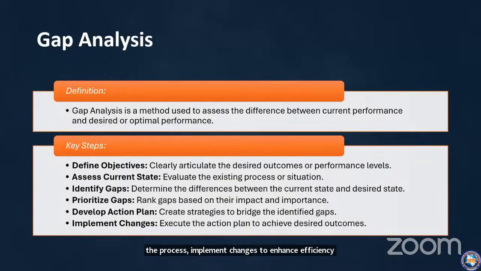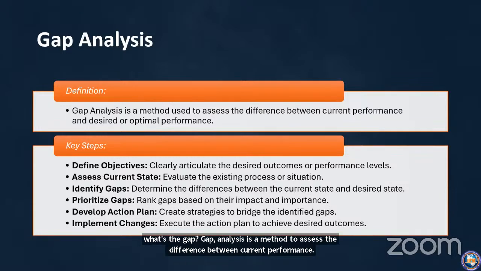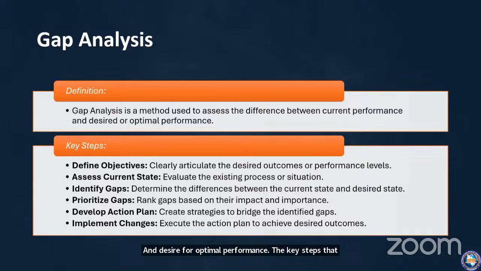Then you have the second one, gap analysis. Between where you are and where you want to get to, what do you need? What's the gap? Gap analysis is a method to assess the difference between current performance and desired or optimal performance. The key steps here will be defining the objectives, that's clearly articulating the desired outcomes or performance level. And this is where your KPIs, your key performance indicators, will be very much important.